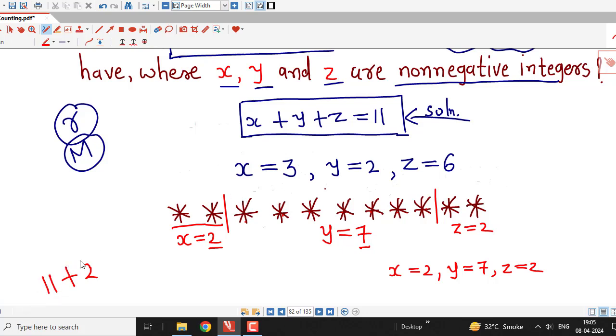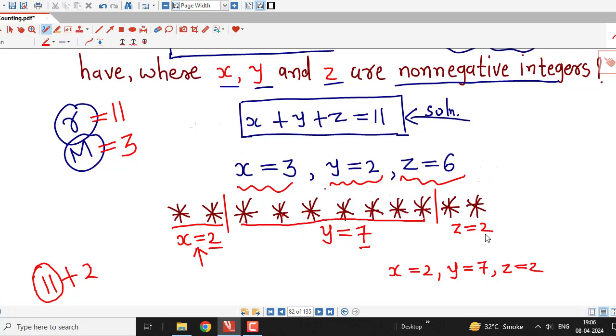So now it is clear that we have to select 11 objects or items of 3 types, that is m equal to 3. The 3 types are: first type is for x, another type is for another variable y, and third type is for variable z, and we have to find 11 items of 3 types. So here we have 2 items of x type, 7 items of y type, 2 items of z type. Similarly here I have 2 items for x, 7 for y and 2 for z.